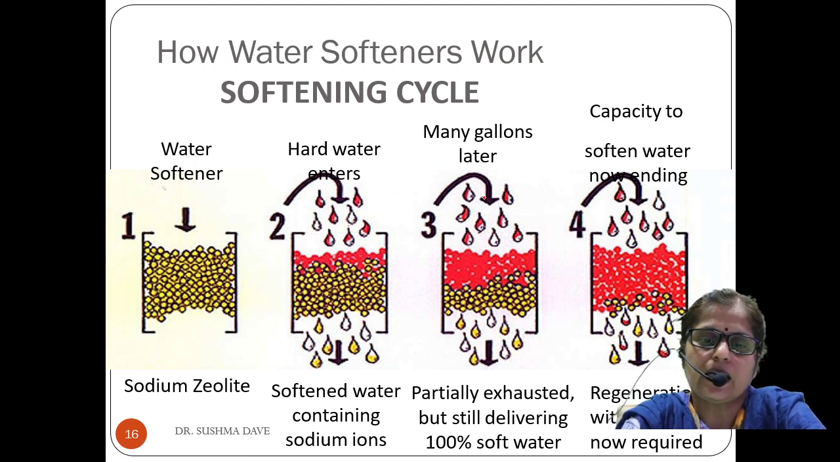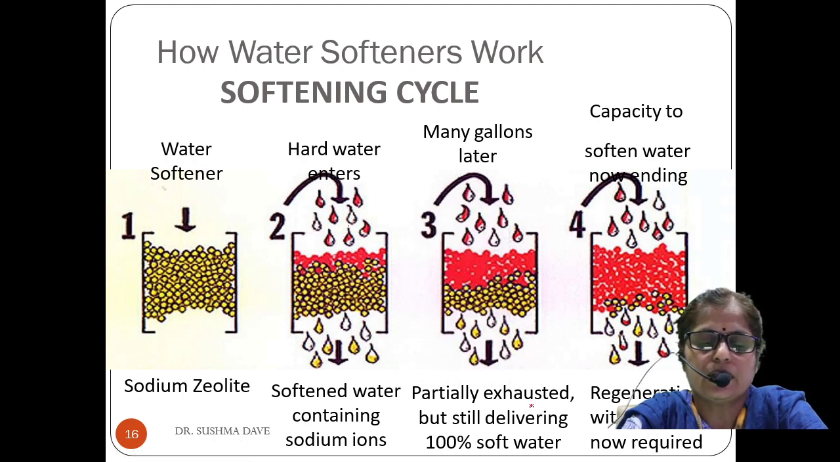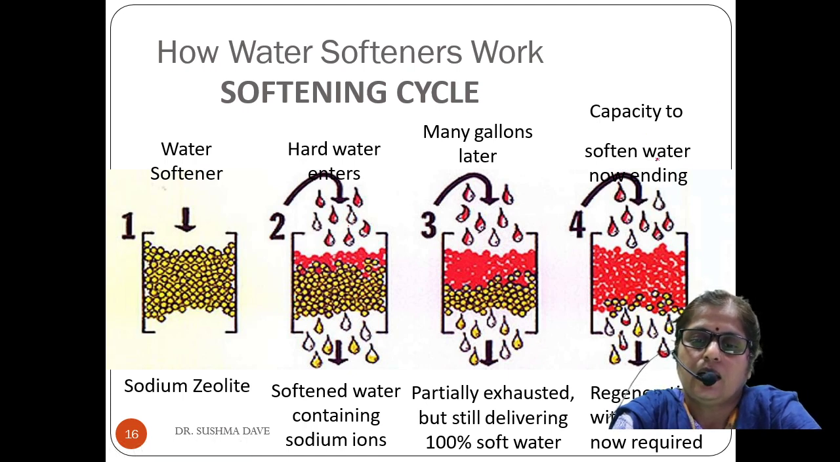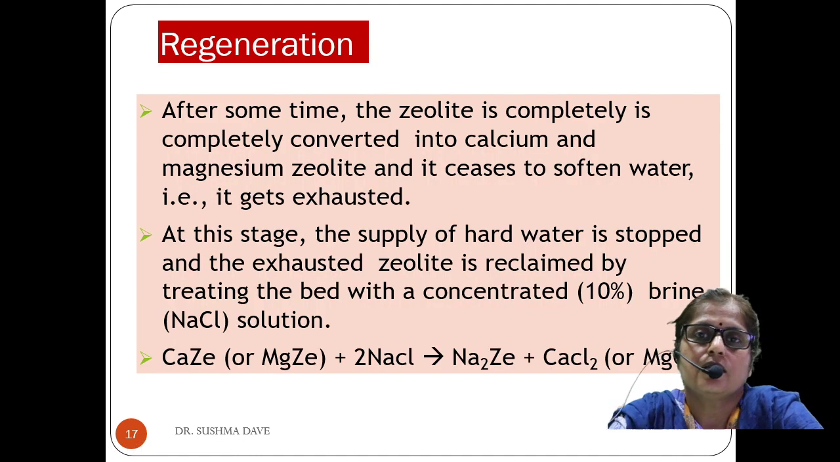When many gallons of water are passed through the zeolite bed, the zeolite slowly becomes exhausted. At the third stage, it is partially exhausted but still delivering 100% soft water because the zeolite granules still have active sodium sites. Now when all the active sodium sites are completely finished from the zeolite granular bed, regeneration is required. How is regeneration done? By the NaCl bed. What is regeneration?